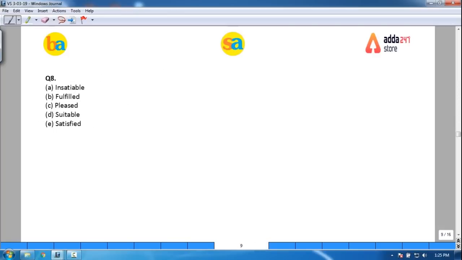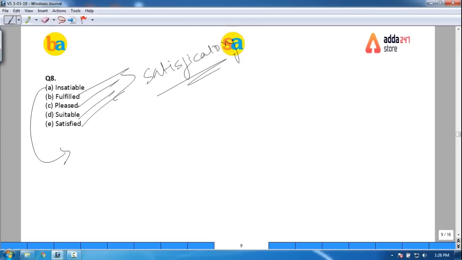Insatiable, fulfilled, pleased, suitable, satisfied. तो यहाँ पर अगर हम देखें, fulfilled, pleased, suitable, satisfied, इसका मतलब होता है satisfaction. कुछ चीज हमें सेटिस्फाई कर सके. इनसेशियबल का मतलब होता है नॉट बीइंग एबल टू सेटिस्फाई. आंसर इज ए.